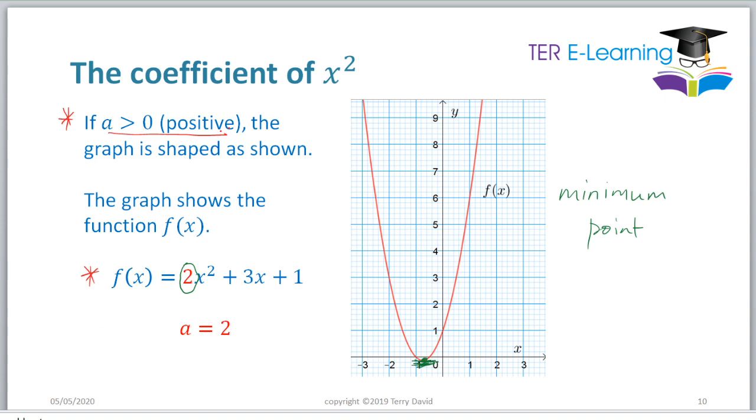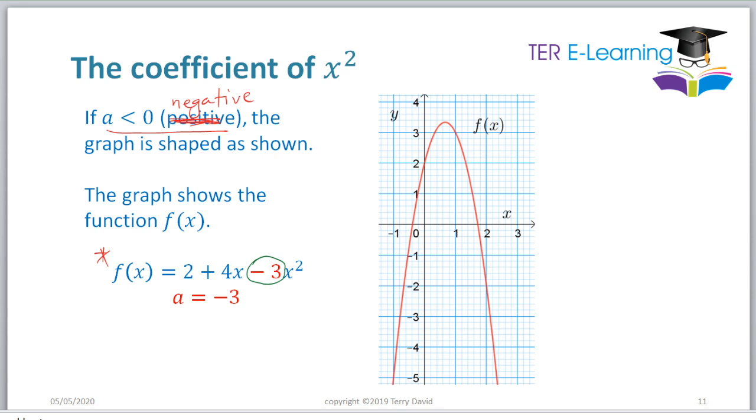If I look at this graph here, when a is negative, right, the graph has what we call a maximum point. So this graph has what we call a maximum point, right? So if I give you an equation, you should be able to tell me if that function is going to have a maximum point or a minimum point, right?